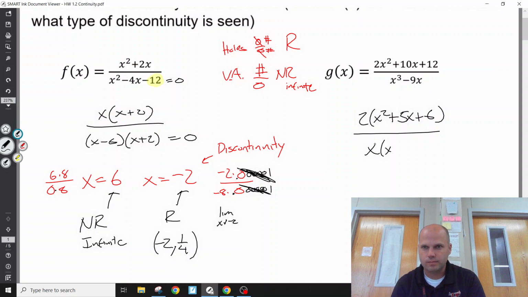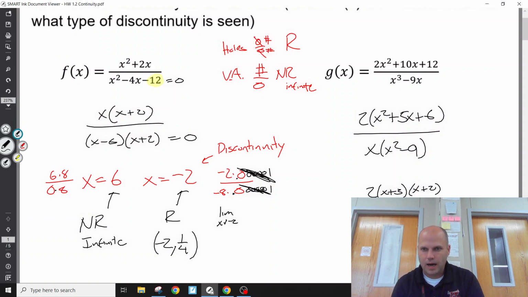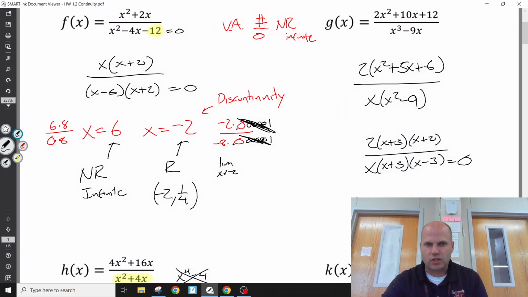Factor out x. Factor top. I don't care when the top equals 0. Factor bottom. I do care when the bottom is 0. The bottom is 0. Don't cancel anything. X equals 0. Because if I plug in 0, 0 times anything, 0. If this was another value, if this was like 5, it would not be a discontinuity.